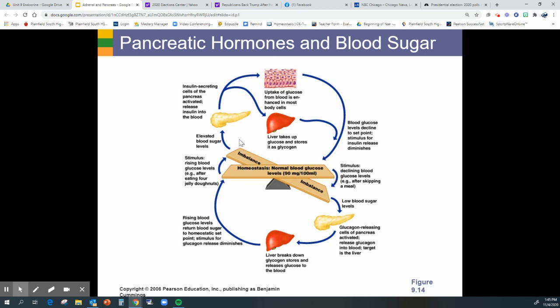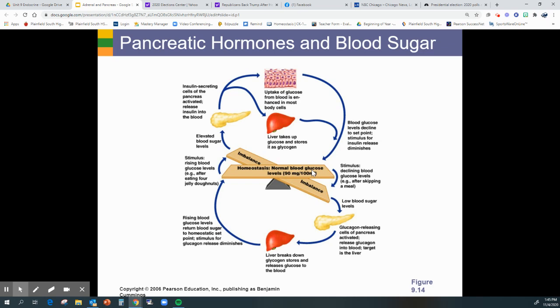But if we get an imbalance, so this is our elevated blood glucose level, we'll have insulin secreted, which is going to cause two things. It's going to cause the cells of the body to take up more glucose, and it's also going to cause the liver to store that glucose as glycogen. Those two processes, the uptake by cells and the storage by the liver, will cause a decrease in blood glucose, bringing us back to that level of 90.